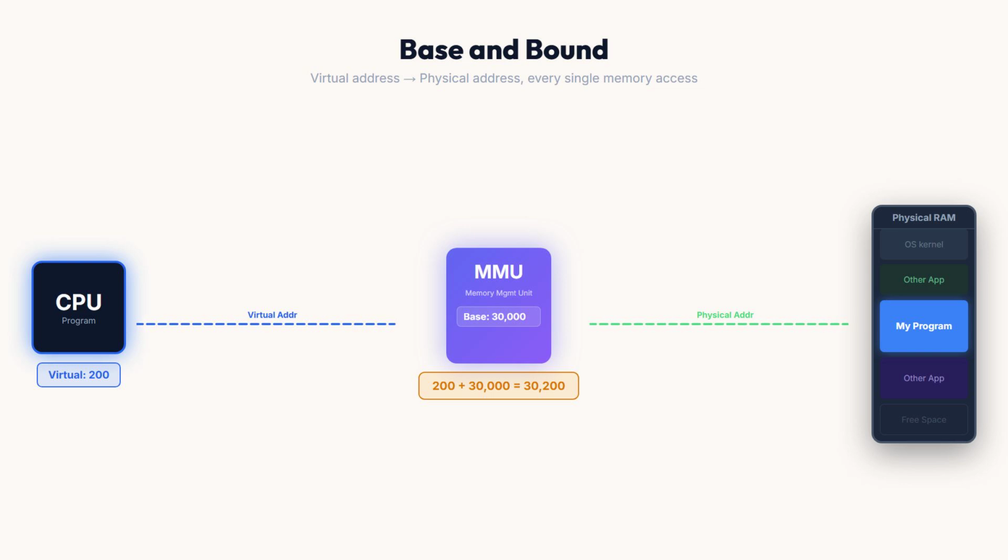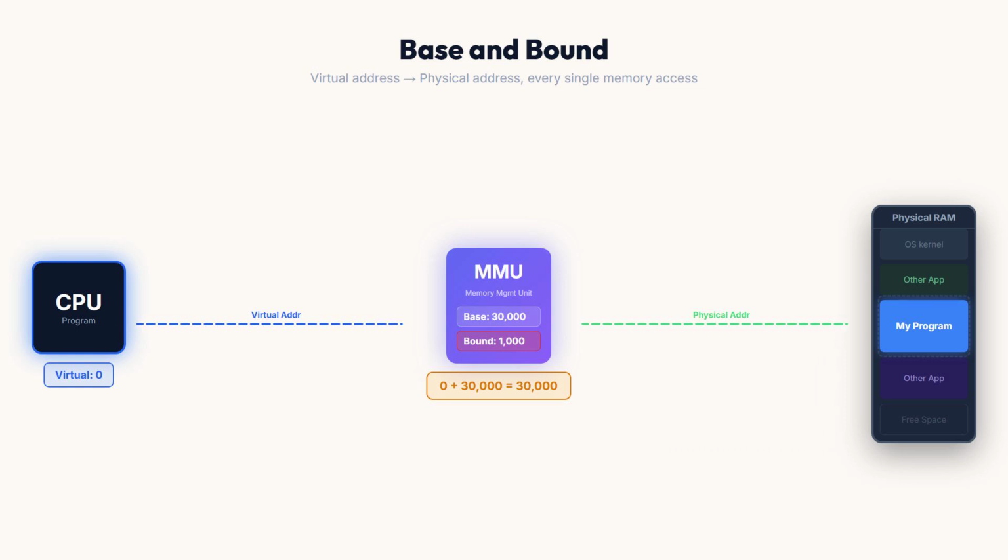But relocation was only half the battle. We also needed protection. So engineers added a second piece of hardware alongside the base register called the bound register. When the operating system loaded a program into the memory, it now stored two numbers inside the CPU. The first one was the base register, the physical starting address of the program. The second one was the bound register, the total amount of memory the program was allowed to use.